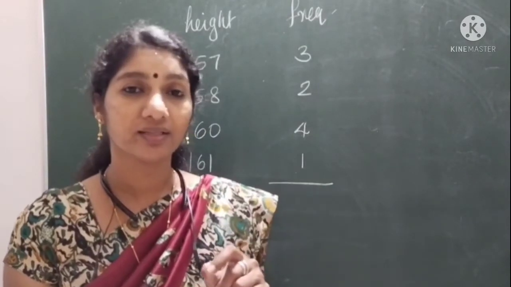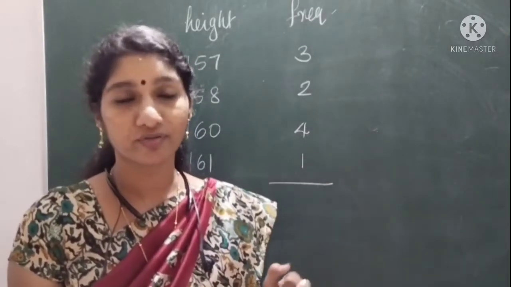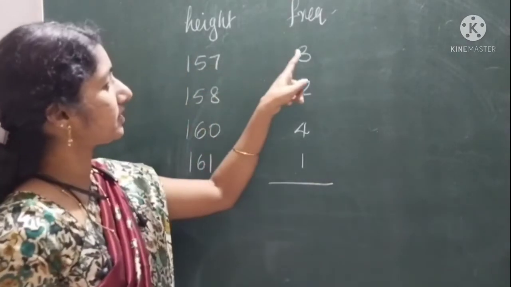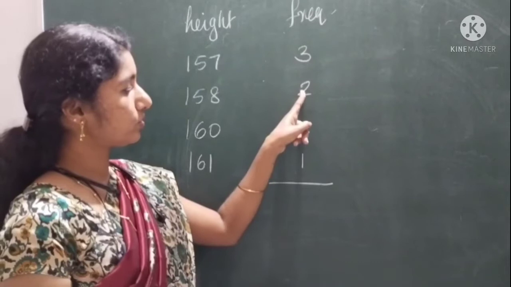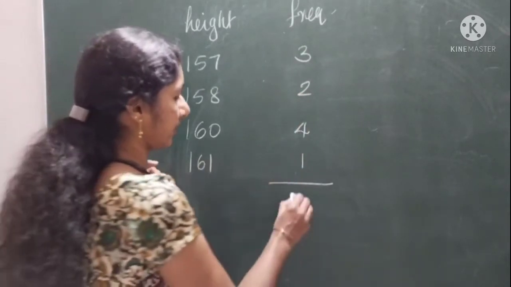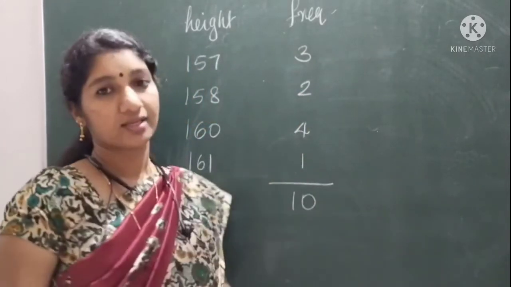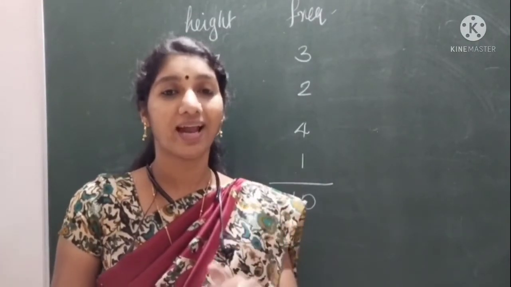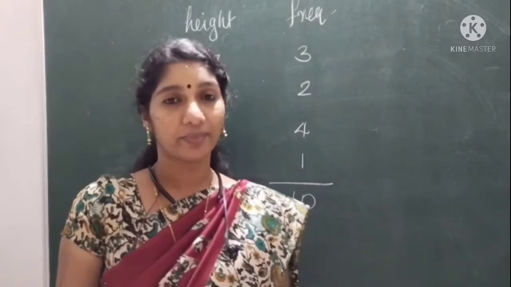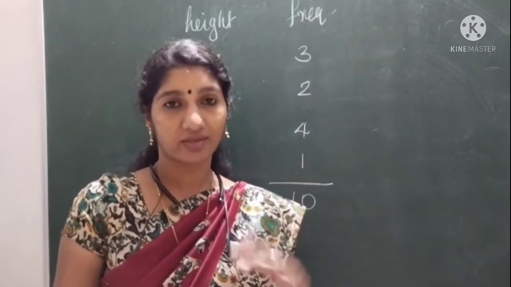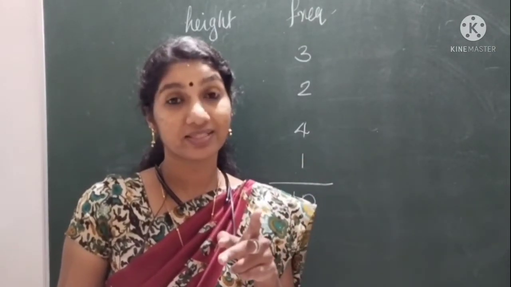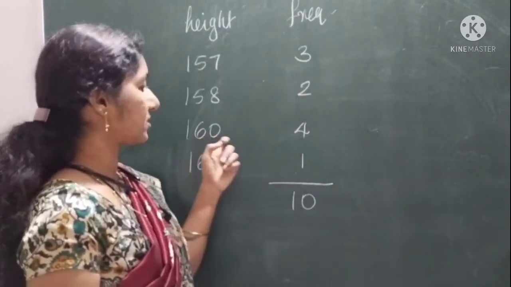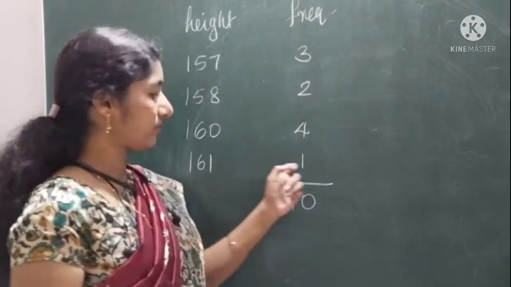What is meant by mean? Sum of all observations divided by number of observations. So to get the sum, we will add. How many observations are there here? 3 plus 2 plus 4 plus 1, we are getting 10 observations. So to get the sum of all observations, we will add these 10 values. That means 157 plus 157 plus 157, 157 itself 3 times. Then 158, 2 times. Then 160, 4 times. Then 161, 1 time.